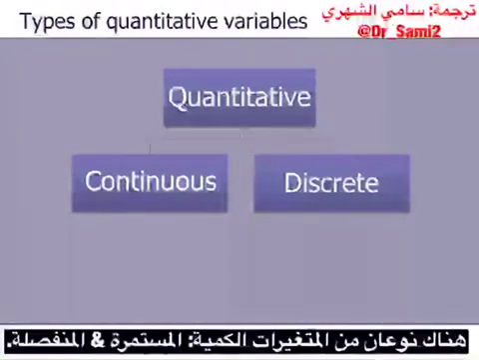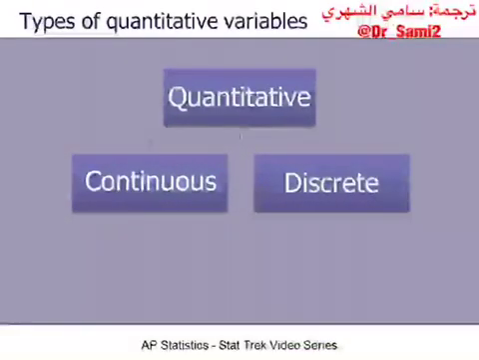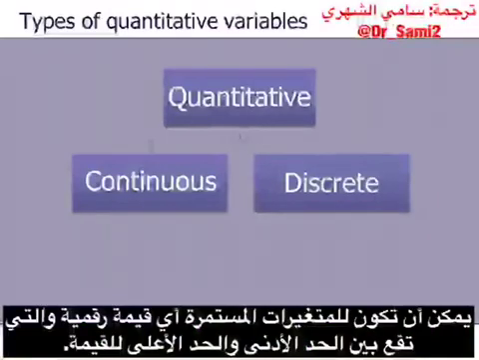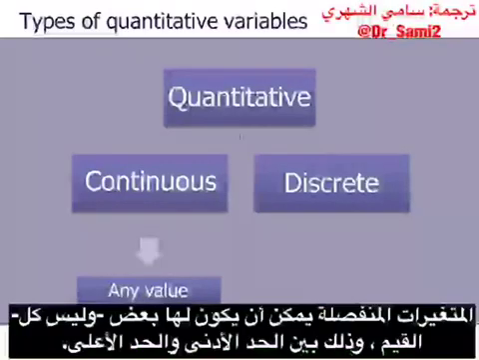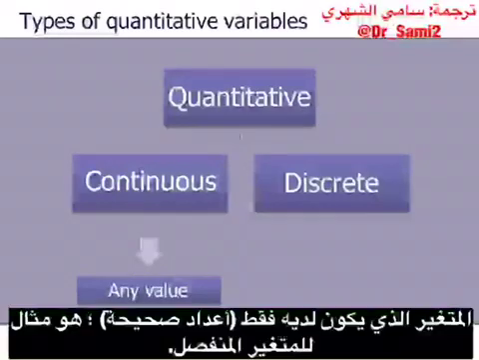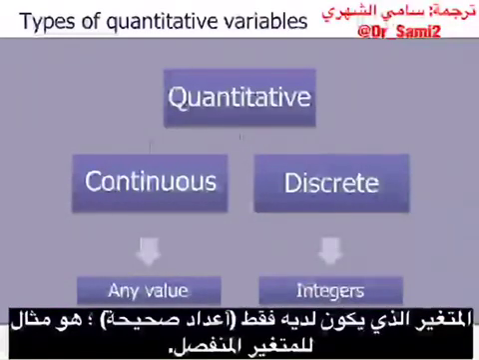There are 2 types of quantitative variables, continuous and discrete. Continuous variables can have any numeric value between their minimum value and their maximum value. Discrete variables can have some, but not all, of the values between their minimum and maximum. A variable that could only have integer values would be an example of a discrete variable.